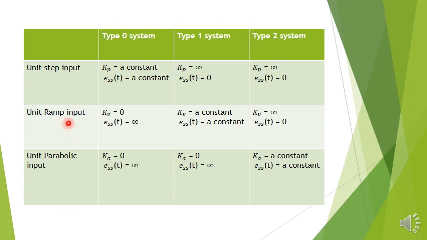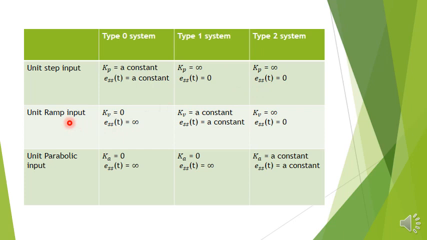Now the overall summary. This is the type of the system and this is the type of the input. For unit step and type 0, both the steady state error constant and the steady state error are constants. For a type 1 system with unit step input, the positional error constant is infinity and the steady state error is 0. As I mentioned, for type 0 and unit step only it is a constant. For higher orders, the steady state error is 0.